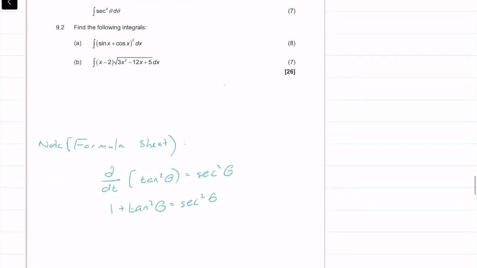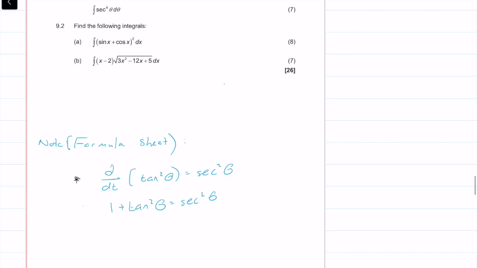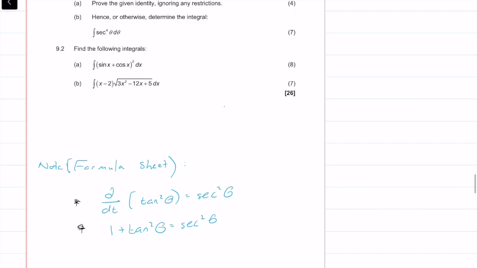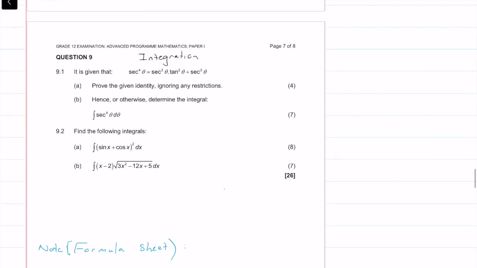From our formula sheet, these are just two notes that may come in handy. Basically, the derivative of tan theta equals sec squared theta, and 1 plus tan squared theta is equal to sec squared theta. Both of these can be found on our formula sheet.